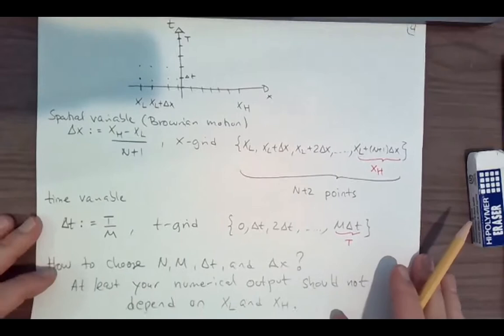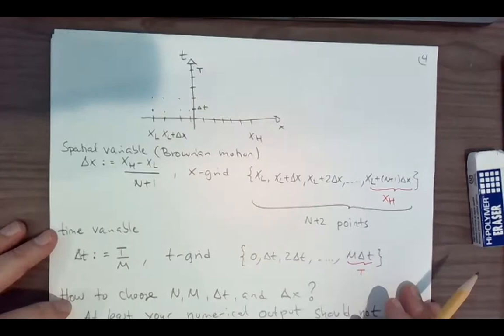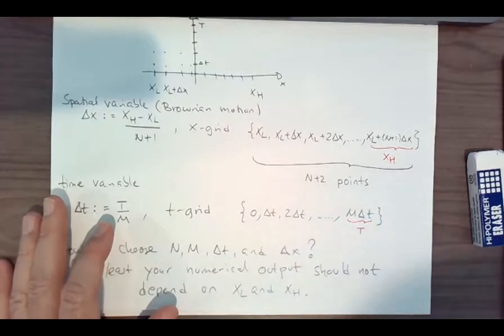Okay, so I have my grid, and now I need to create the approximation to the actual solution. But before I do that, are we good on how the grid is constructed?